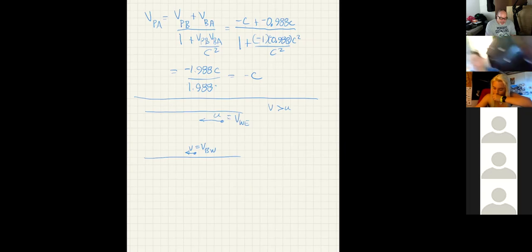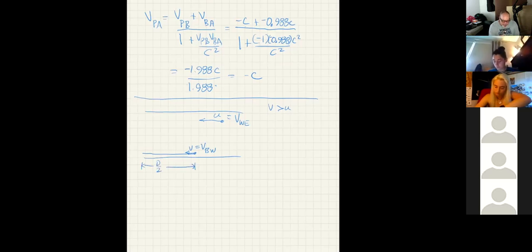Now in part A, they want your boat to make a round trip upstream for a distance of d over 2, and then turn around and come back downstream the same distance. And they want to know T1 equals question mark. In other words, how long is that boat going to take in going upstream a distance of d over 2 and then back downstream a distance of d over 2?